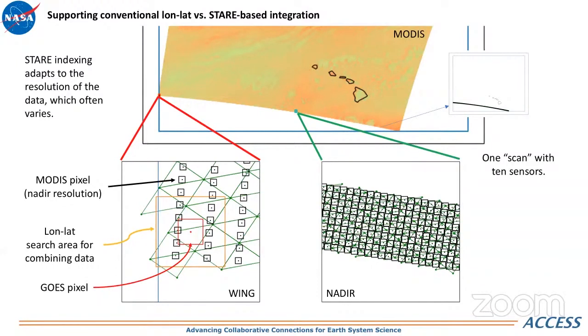And you can see that the nadir resolution represented by the squares isn't really a good representative of the resolution that you're getting out on the wing. Note that with the STARE spatial indices, it just adapts to the resolution that you already have in the data as well. And this is very easy to do with the STARE system.